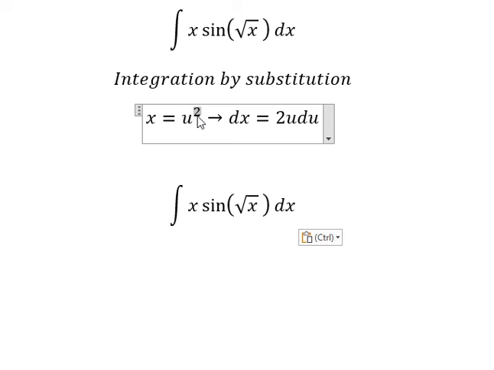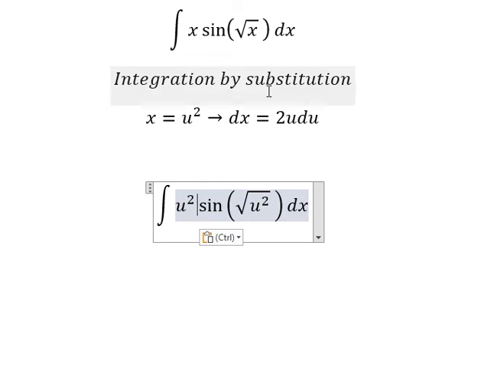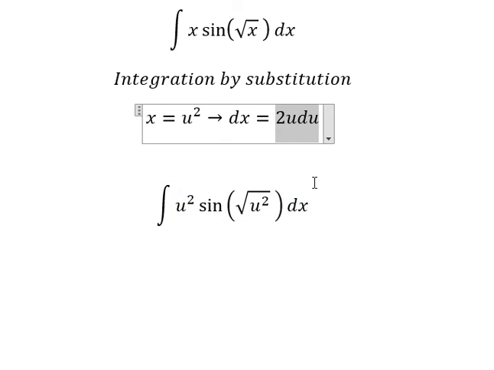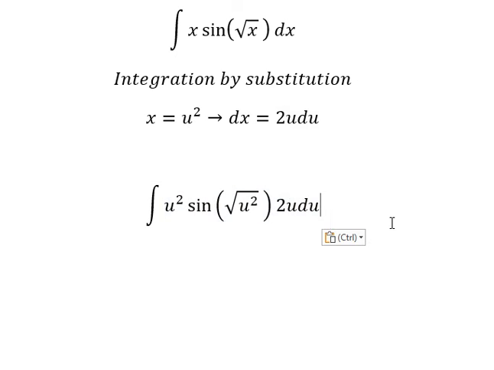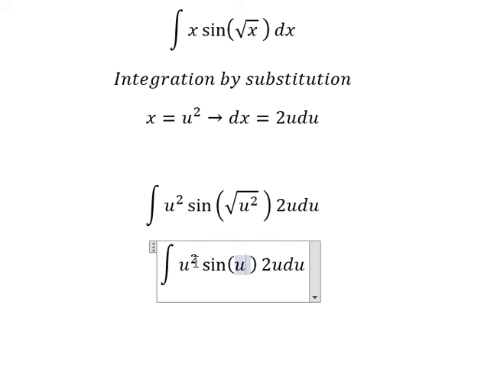So this one I will put in here and here. The x we change by this one. This one we change by u. U and u square, we have u to the power of 3 and I will put number 2 in here.